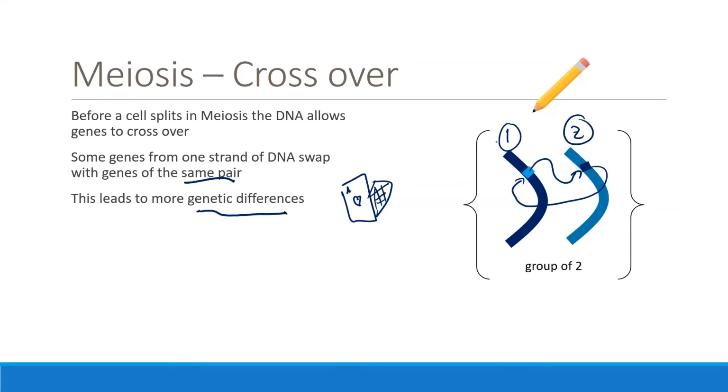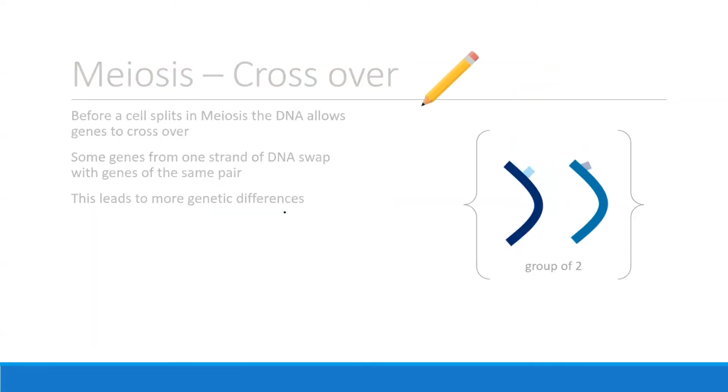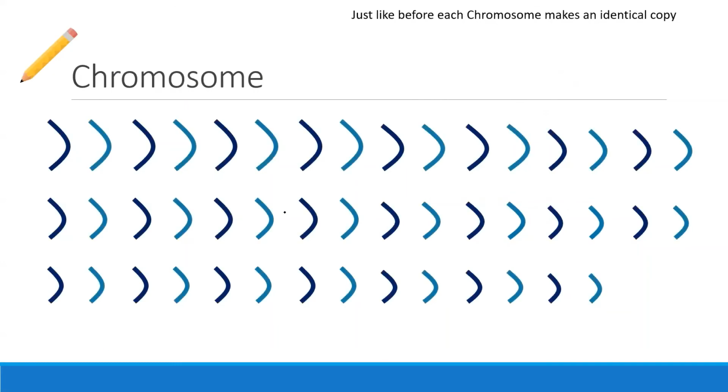Now, what's the next step in this? So we've swapped some of our DNA around. So what? Let's have a look at what difference this makes. Here, this is one cell at the moment, and here are all 46 chromosomes. Here's the first one. Second one. Third one. Fourth one.